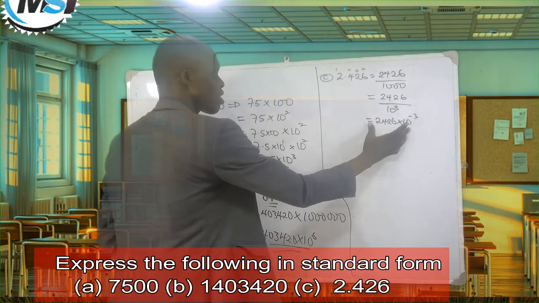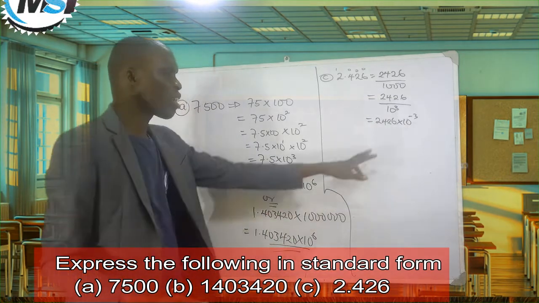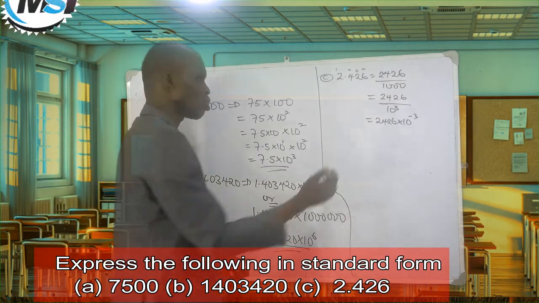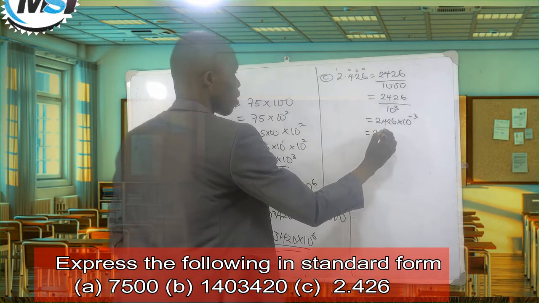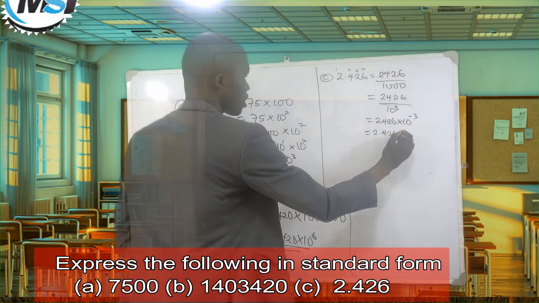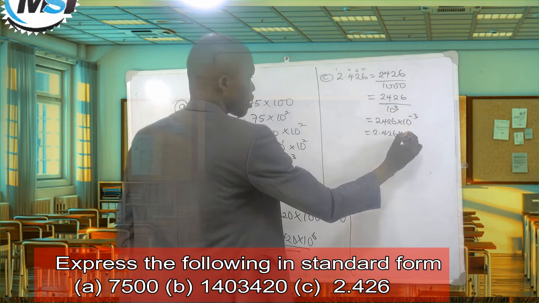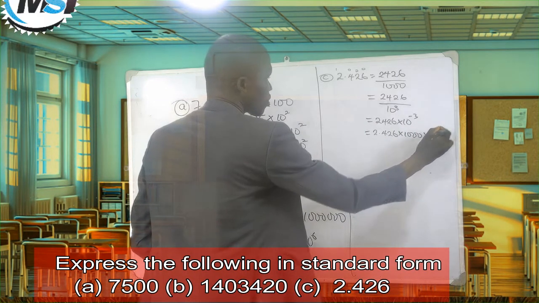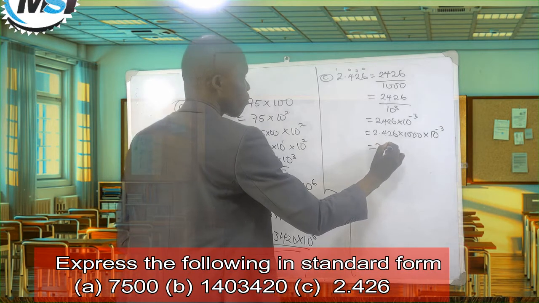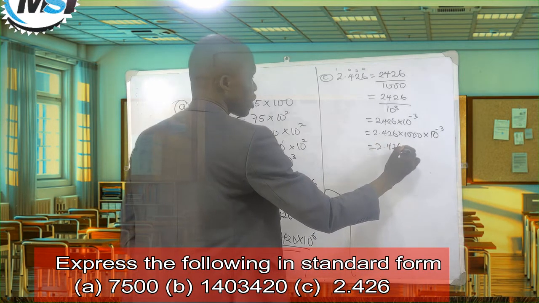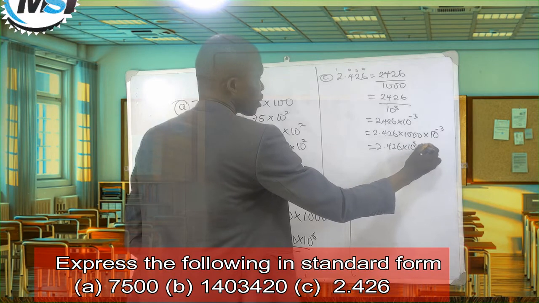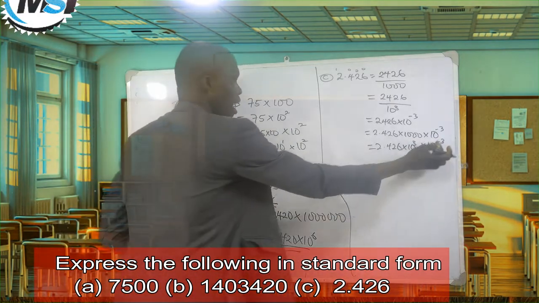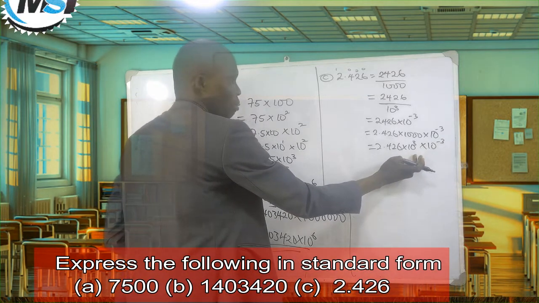Now we can't leave our answer like this, because 2,426 we can still write it in a standard form. So what are we going to do? We can just say 2.426 times 1,000 multiplied by 10^-3. So this will give us 2.426 times 10^3 times 10^-3. Now you can see that this power is negative, this power is positive.